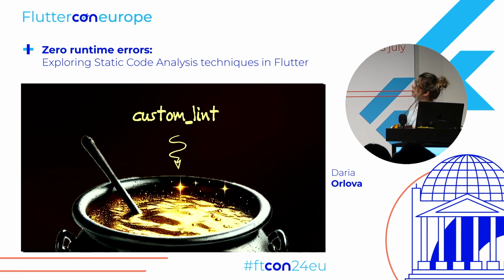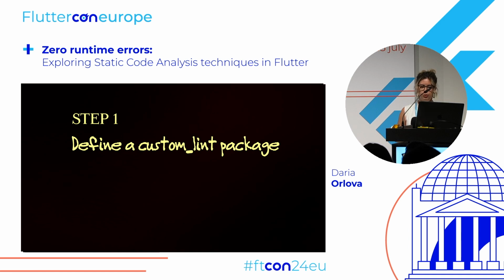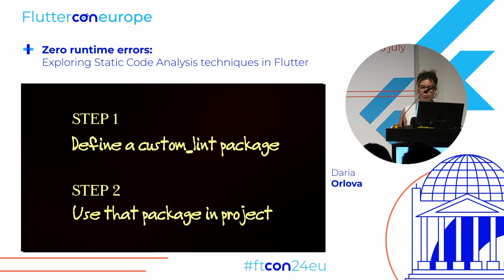So with that in mind, I want to introduce you to the custom_lint library. While you can write custom lints without it, it gives a much easier to use API and also benefits such as debugging and writing tests for your lints. And custom_lint is a library by Invertase. And in order to use that, we first of all need to define our own custom lint package where we describe the lints. And then we need to use that package in our project.